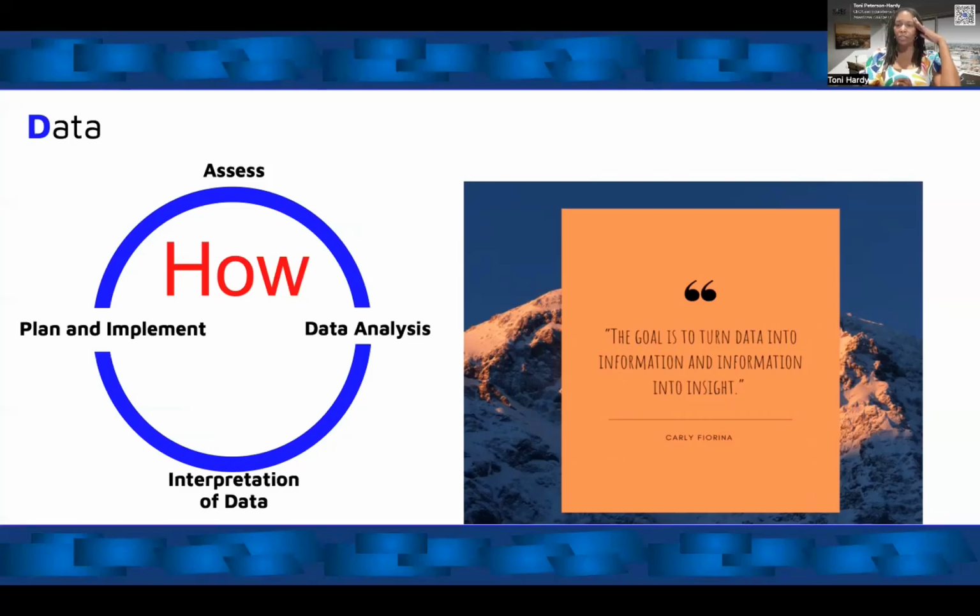The goal is to turn data into information and information into insight. What you do by looking at your data, taking that information that you get and then doing something with it is what's going to move our kids.